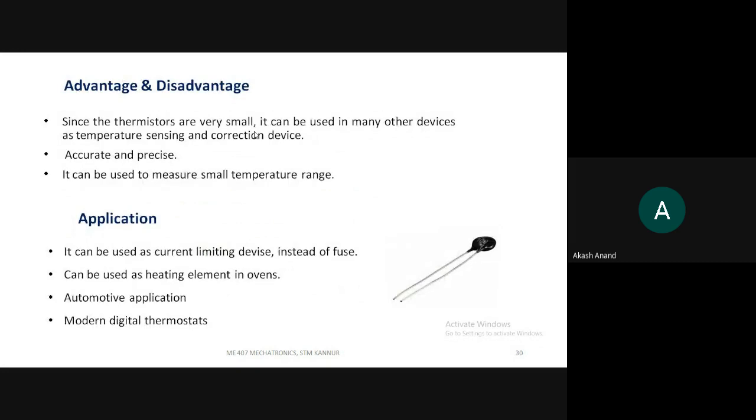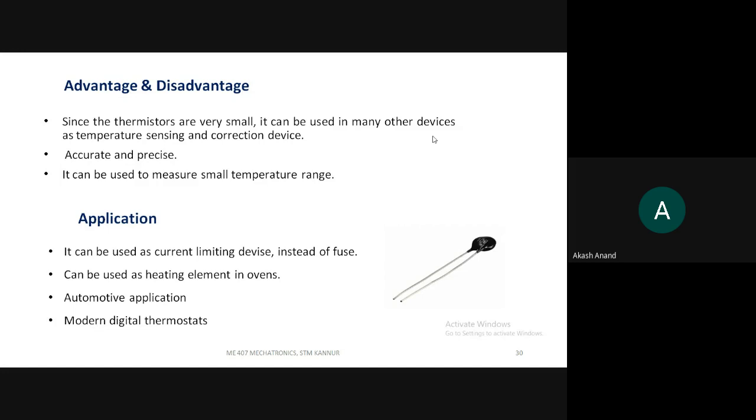Next is advantage and disadvantage of thermistors. The advantage is, since the thermistors are very small, you may be familiar with these devices in some circuit, or if you open an old CRT monitor or TV, you can see many devices like this. So you can see that its length will be within 2 or 3 centimeters.